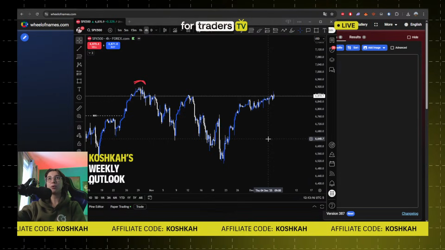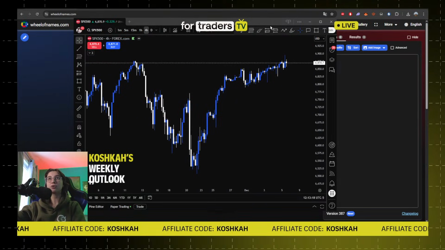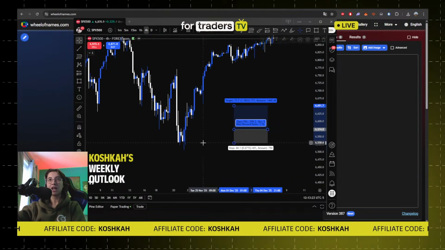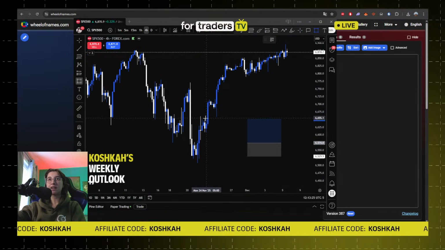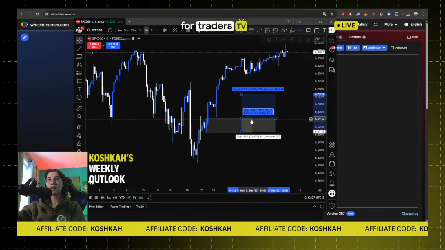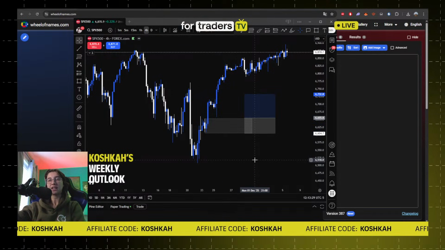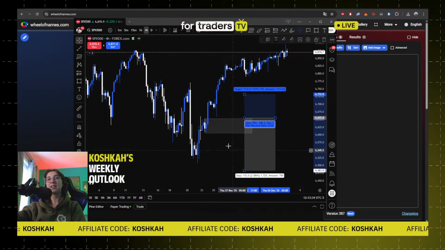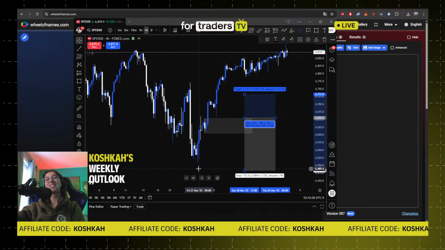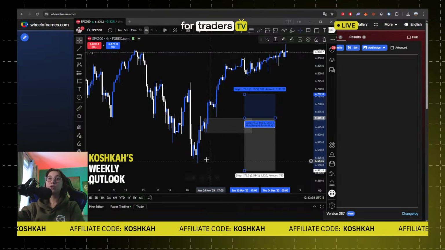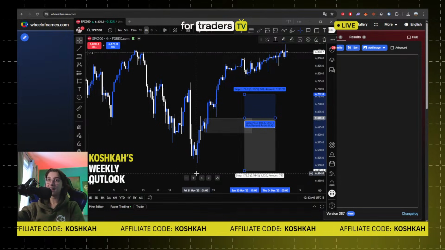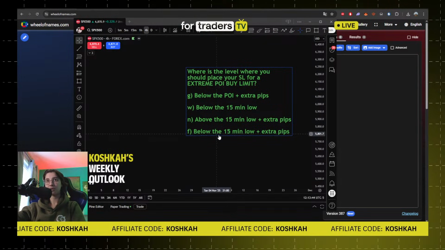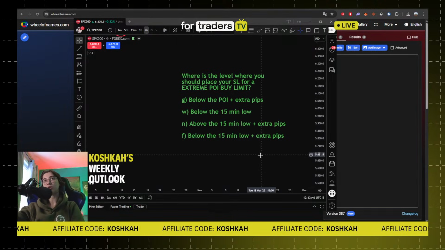So if, for example, you have a trade, I don't know, right here, and there's no trade here, but imagine. And there is a POI, let's say, right here. You're not going to just enter right here like this. If this is your low, you need to enter completely like that. This is your stop loss, and it needs to cover the entire 15-minute low. It needs to be below the 15-minute low plus extra pips. So the right answer is F: below the 15-minute low plus some extra pips.